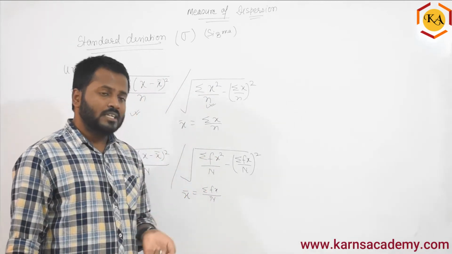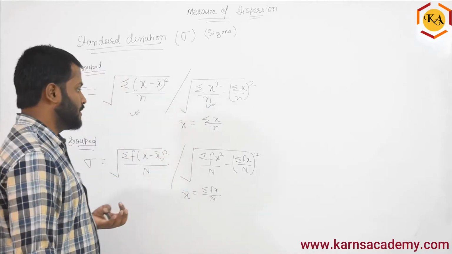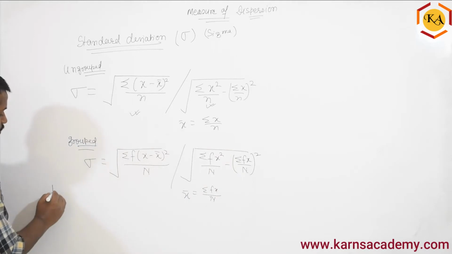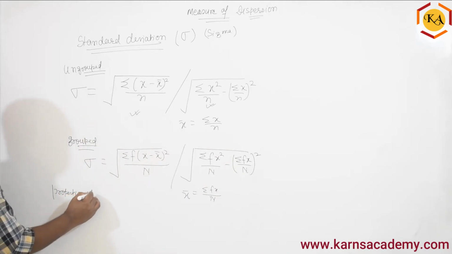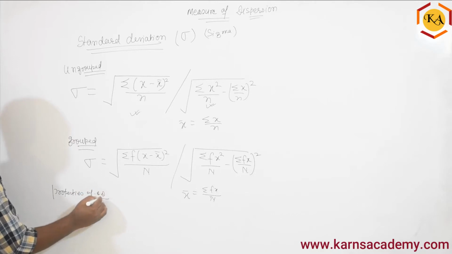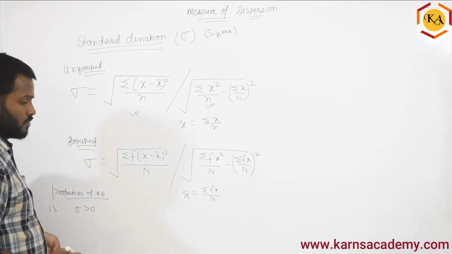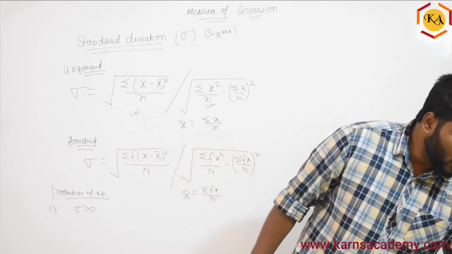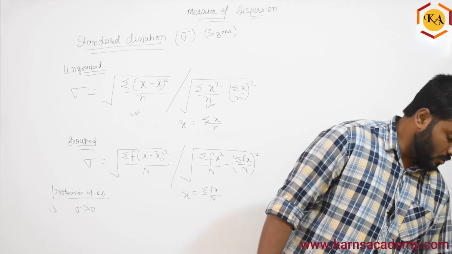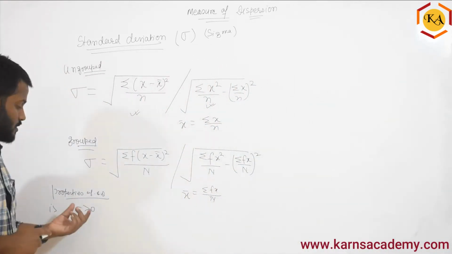Now there are a few things I would like to discuss here, that is, the properties of standard deviation. The first property is that it is always greater than or equal to 0. No matter what, the standard deviation value will never be negative.